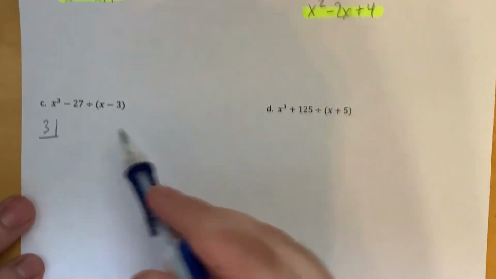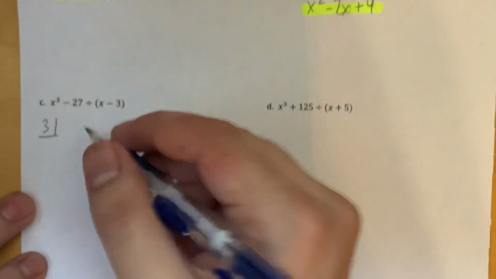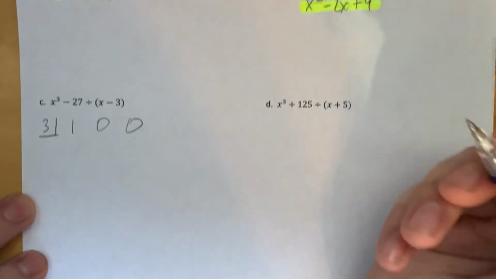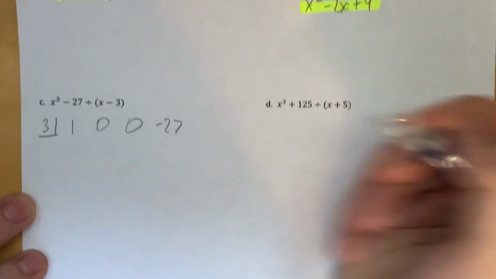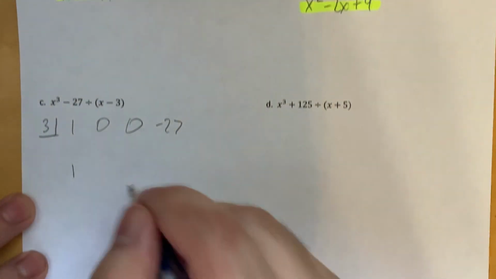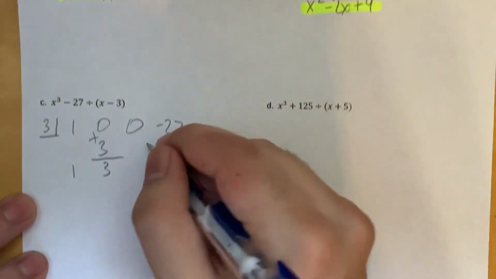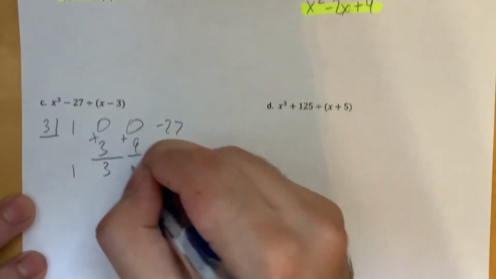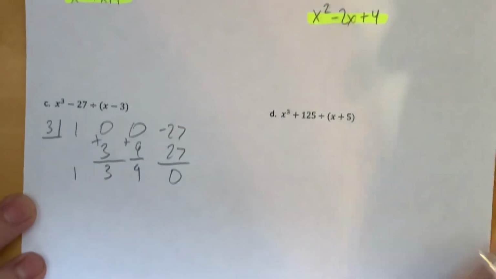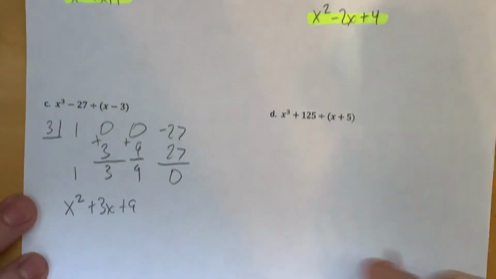So I already wrote in 3 because 3 is a factor of x minus 3. 3 is a root of x minus 3. X minus 3 is a factor. So 1, no x squared, 0, no x, 0. And we put negative 27 at the end because that's our constant. So we're going to bring down the 1. 1 times 3, 3. 3 plus 0, 3. 3 times 3, 9. 9 plus 0, 9. 9 times 3, 27. 27 plus negative 27, 0. So what's our factor? X squared plus 3x plus 9.